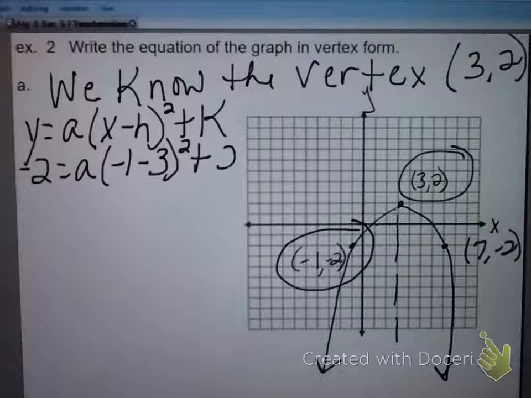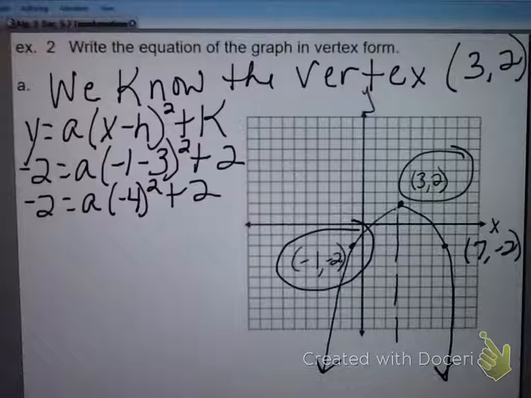And then our k is 2. Now we're going to clean up inside the parentheses, combining negative 1 and negative 3 is a negative 4, quantity squared, plus 2. We're going to combine negative 4 squared is a positive 16, and we're multiplying times that a, so we're going to put it in front.